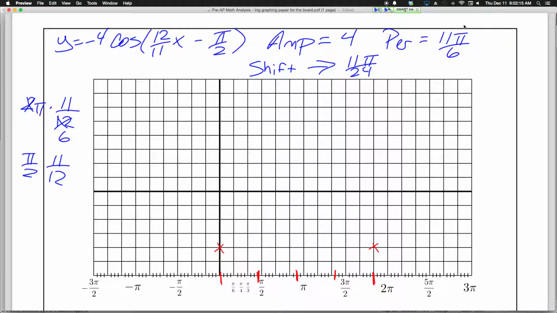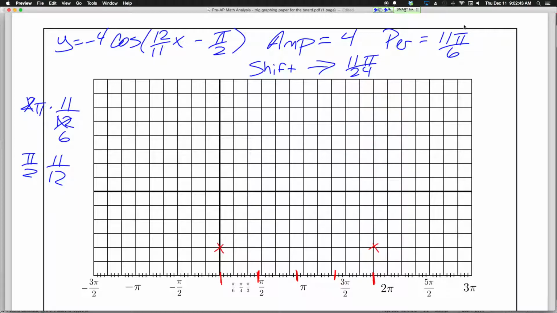How many do I need to shift, do you think? Say it again. And how much is that? You have no idea. It's almost 3 squares. Now, what did I tell you about your shifts? It's going to land on your period marks. So 11 pi over 24 has to be one of those marks down there. And it is the first one.